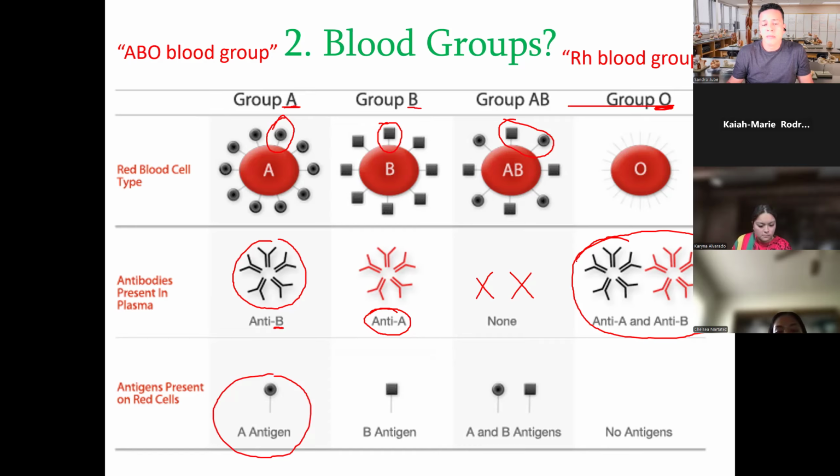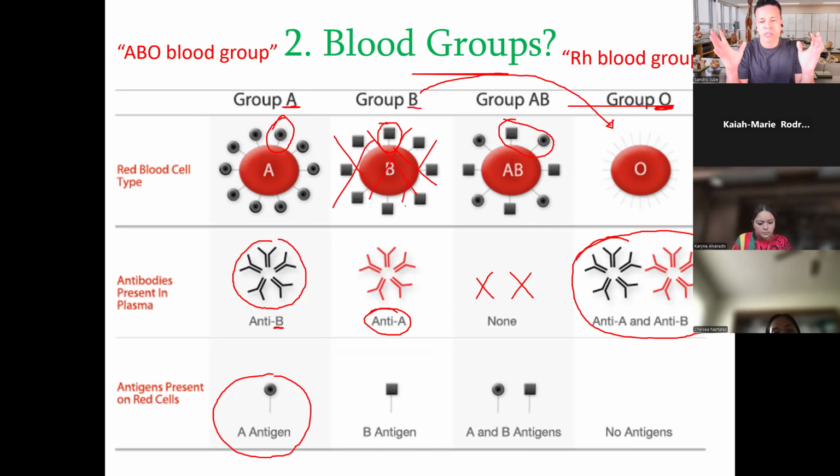Okay? What does that mean? It means that if you are a type O and a type B donates red blood cells to you, the antibodies will bind to the antigen and will lead to the destruction of that red blood cell. This is what we call agglutination and hemolysis. So agglutination is the clumping of the red blood cell. Hemolysis is the breakdown of the red blood cell. Okay?